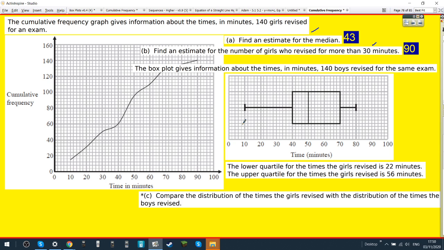How would you compare the distribution? So you have to find the interquartile range. Yeah, so you find the interquartile range for both of them. And then you see which one is bigger. What's the interquartile range for the box plot?